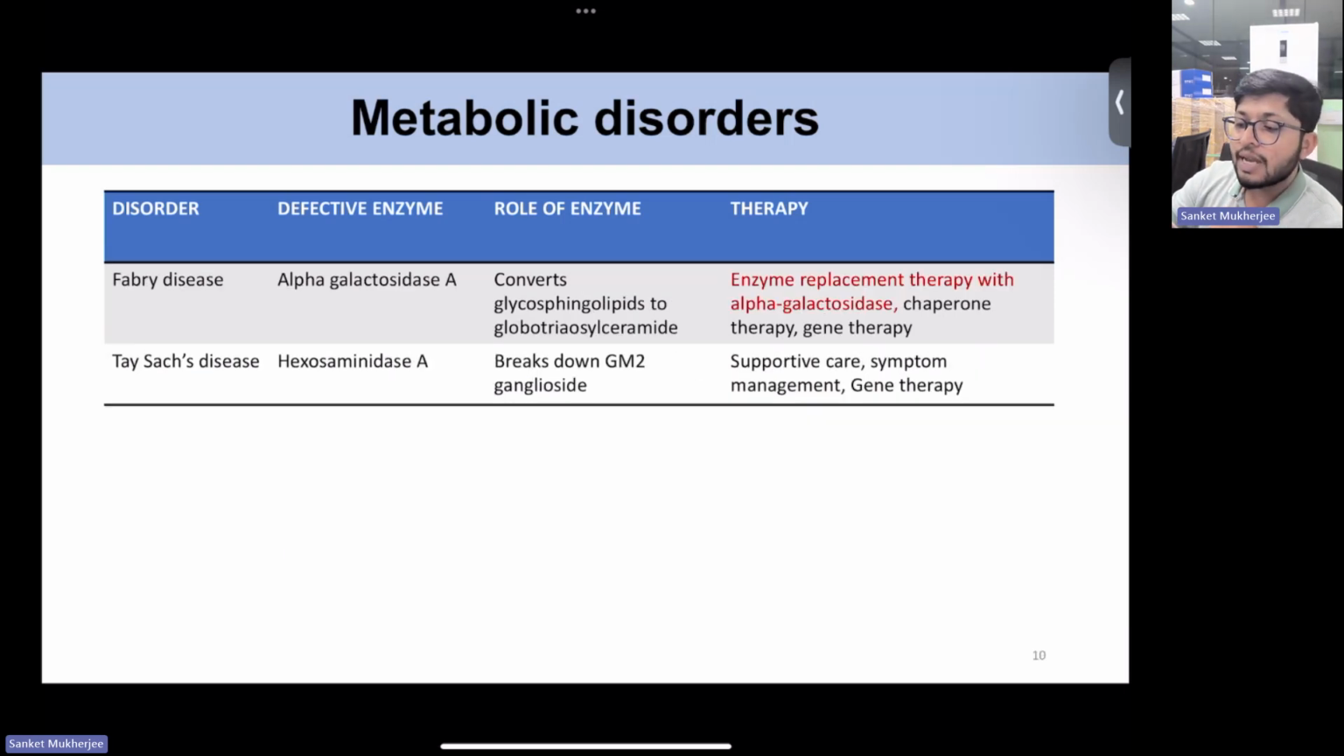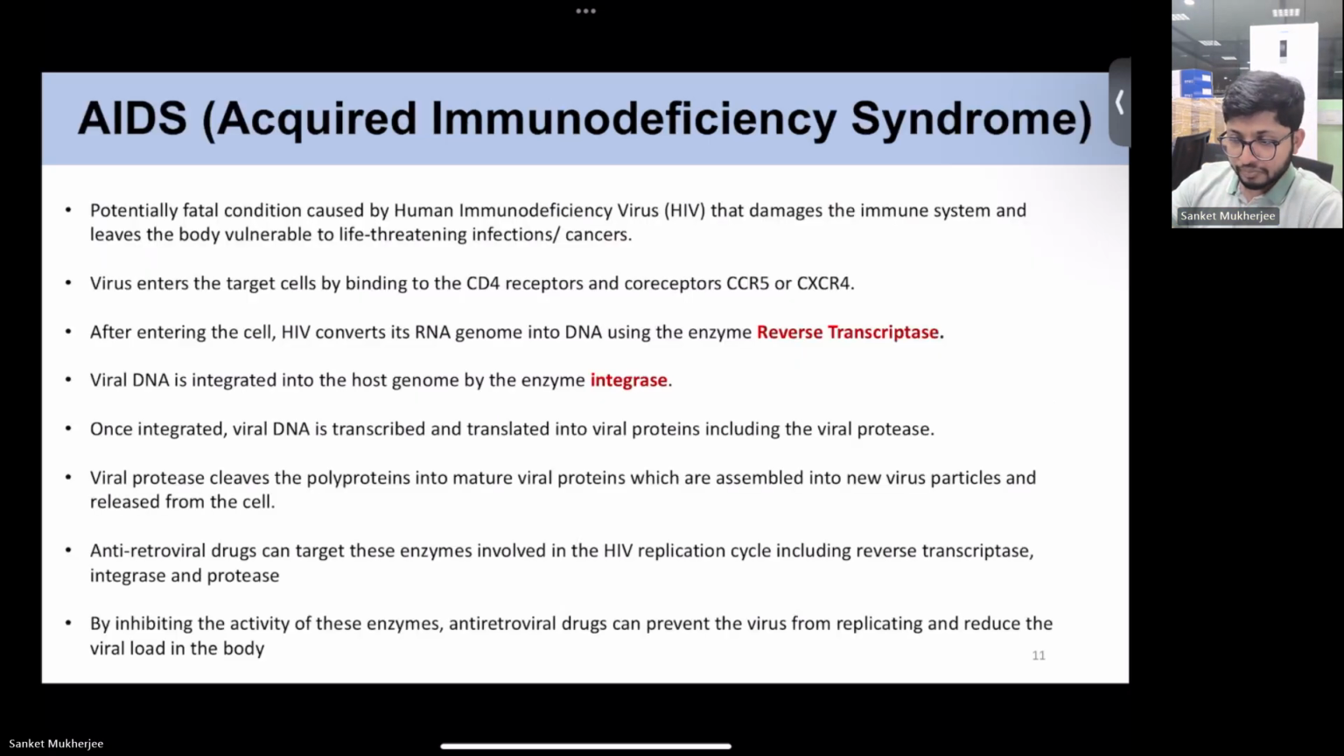In Fabry disease, alpha galactosidase A is defective. It converts glycosphingolipids to globotriaosylceramide. Here also enzyme therapy can be used. Chaperone therapy or gene therapy can also be used. In Tay-Sachs disease, hexosaminidase A is defective. It breaks down GM2 ganglioside. In this case, supportive care, symptom management, and gene therapy is sought after.